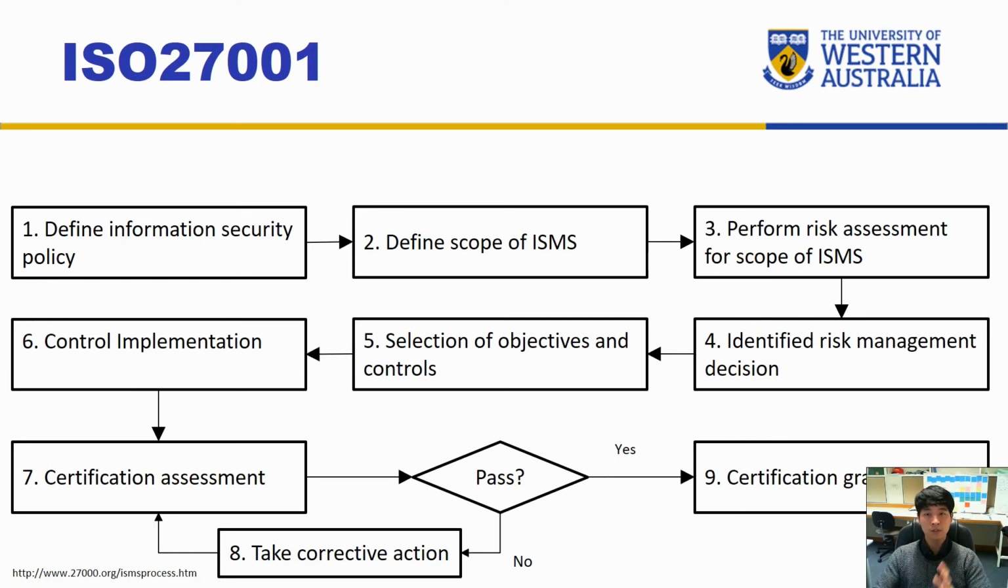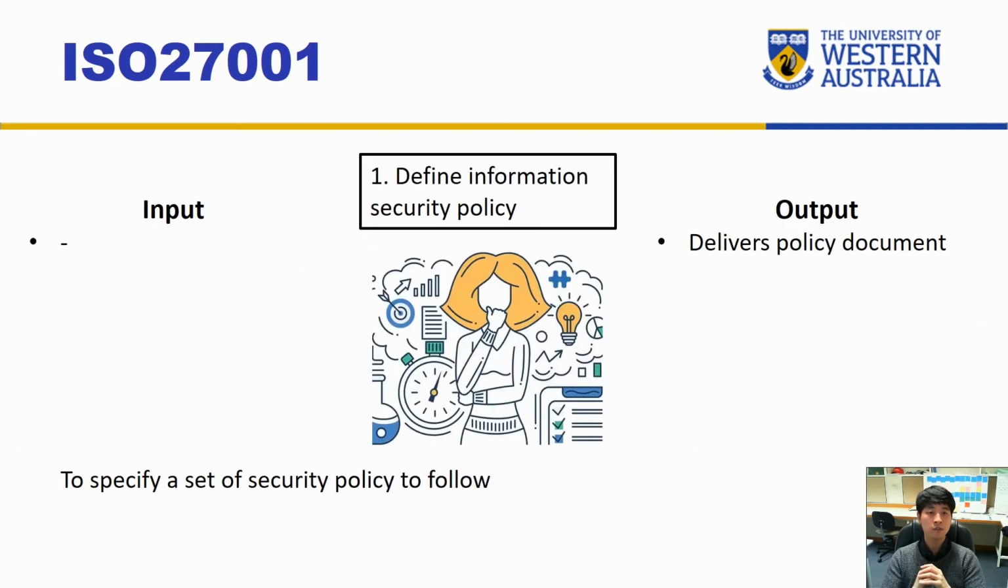Okay? So the first one is to define information security policy. So when we talked about the security management, we were looking at collecting data, understanding about the system, and to produce some goals and requirements, right? So this is what's going to happen for the ISO first step. We want to define information security policy, where the person conducting this is to deliver policy documents, okay?